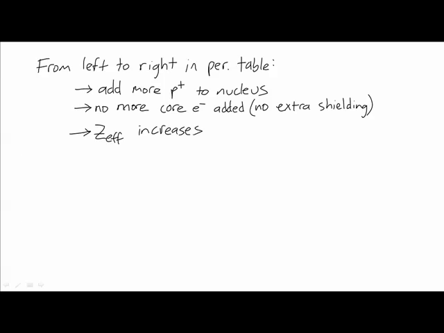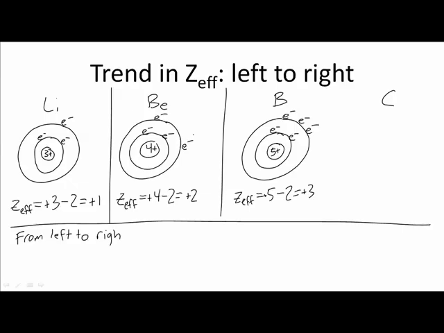Turns out Z effective is equal to the number of valence electrons, unless you're looking at an ion. So good observation. If you want to know Z effective for a neutral atom, it's just going to be equal to the number of valence electrons. So lithium had 1 valence electron, Z effective was +1. Beryllium had 2 valence electrons, Z effective was +2.